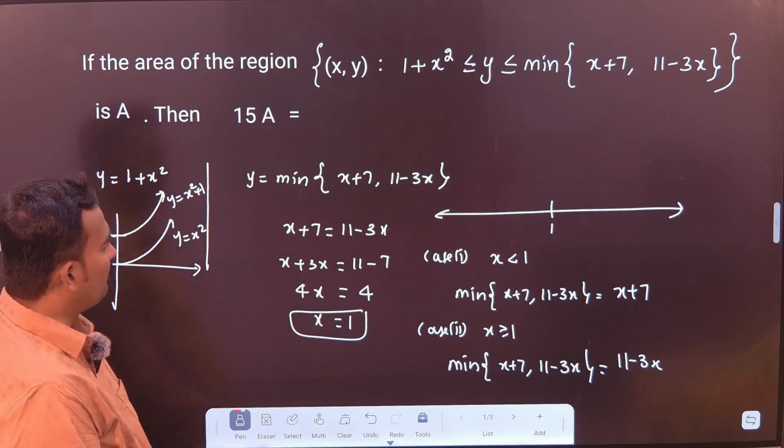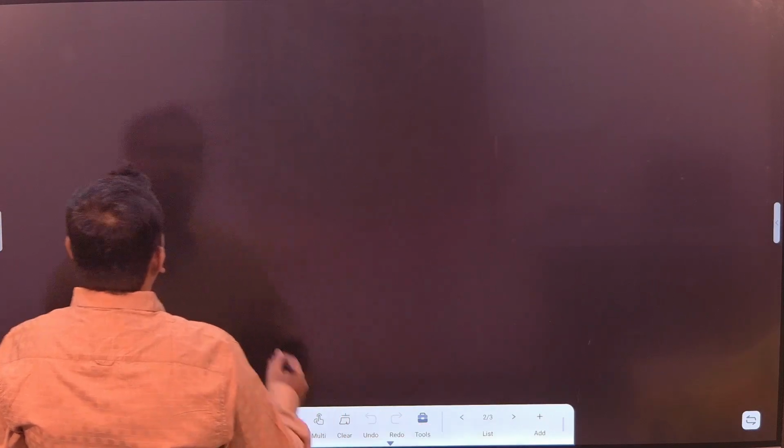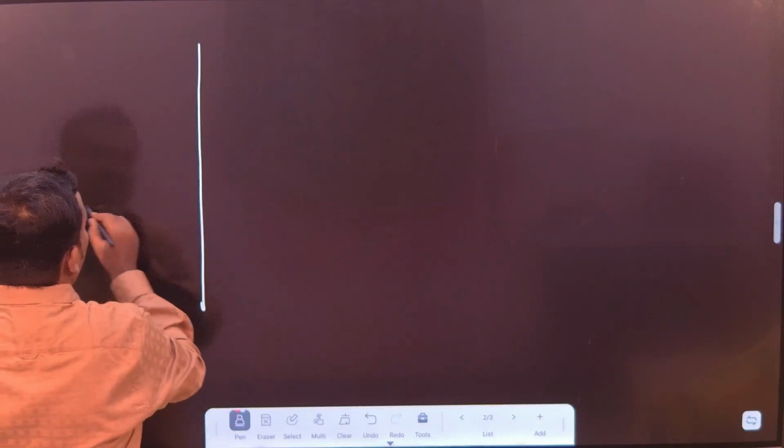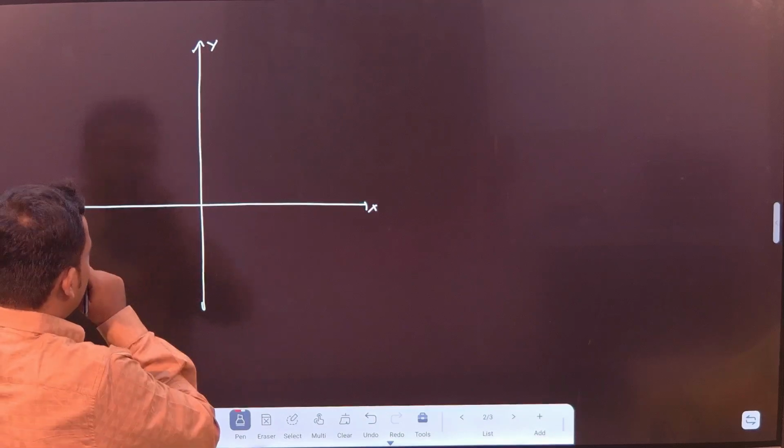Now you have to draw the graph of this. Okay. First you can see, take the graph. This is the x-axis, this is the y-axis.